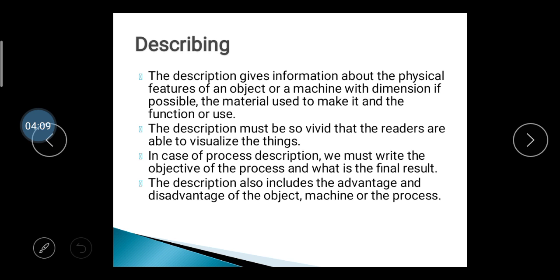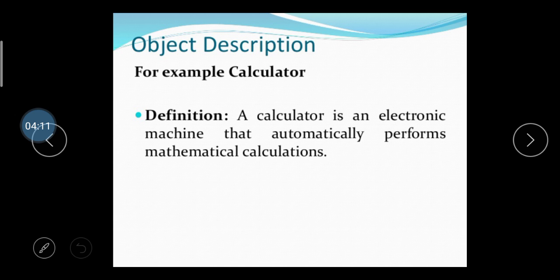Then there are the objects of the description. Here I start with two simple objects for the technical description. First of all, the example of a calculator. Whenever you describe any object, take the example of a calculator, first of all you have to give the definition, meaning what is the meaning of calculator.